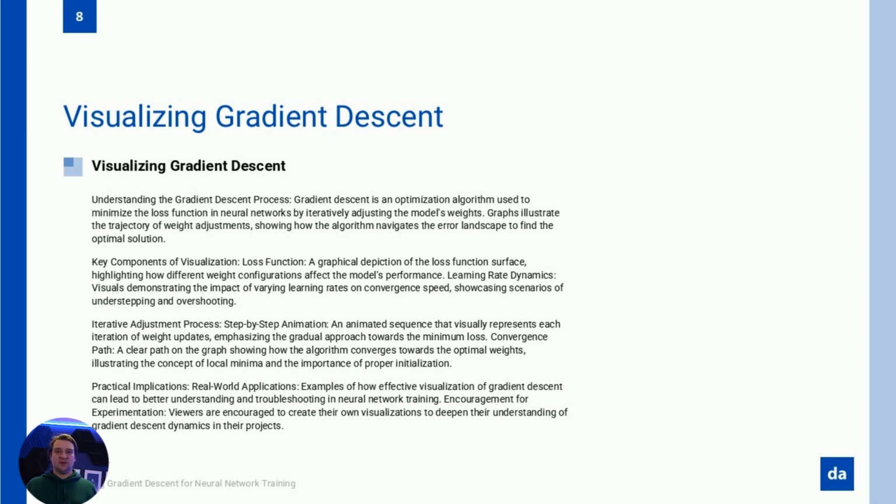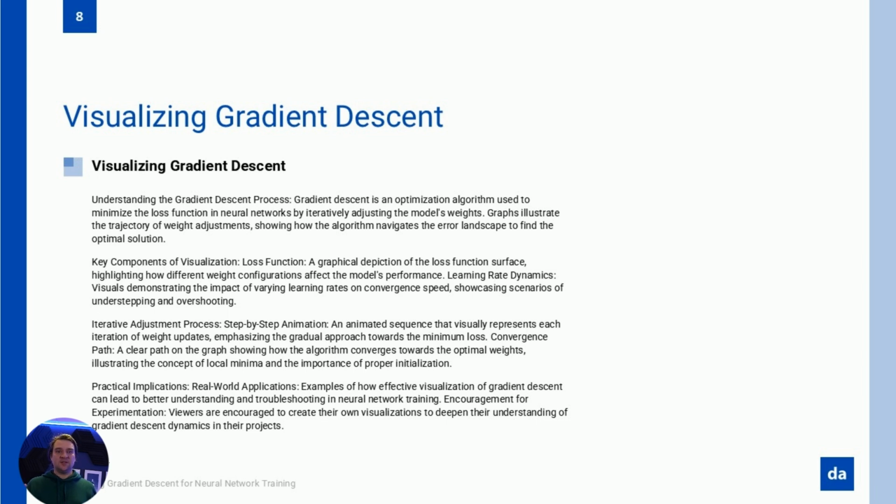Finally, let's talk about the convergence path. On a graph, this looks like a trail winding down to the lowest valley. If the learning rate is well tuned, this path is smooth and steady, avoiding overshooting or oscillation. But if things go wrong, such as starting with a poorly chosen point or using an improper learning rate, you'll see erratic or stalled movement. These visualizations provide immediate feedback, helping you refine your training process.